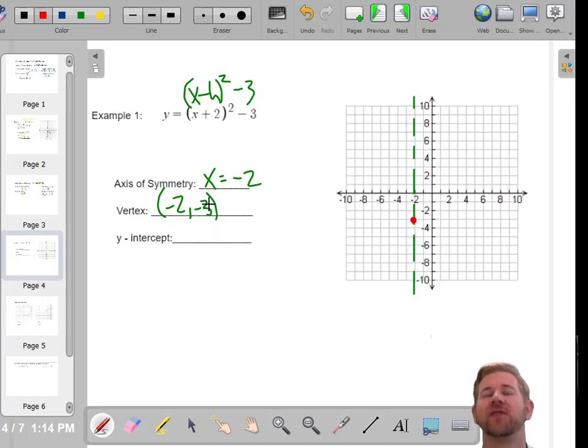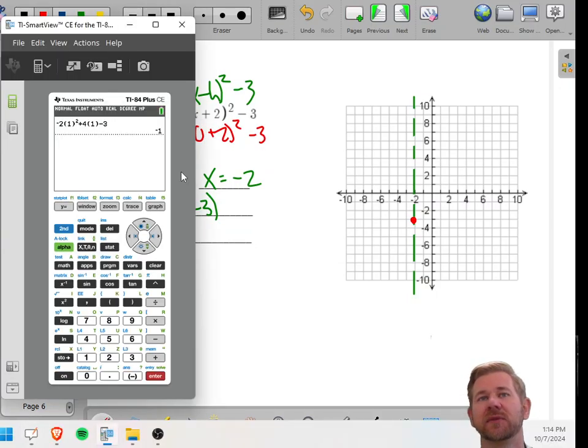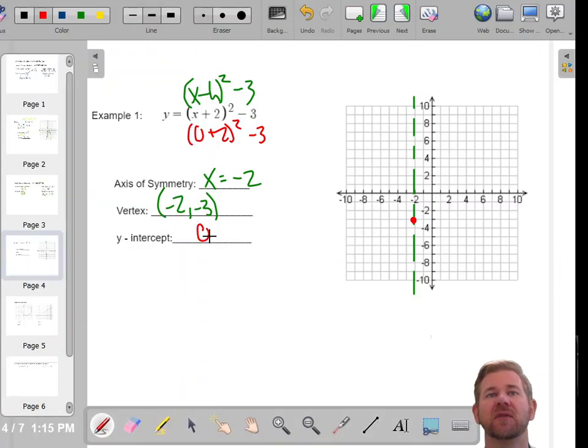And the last thing, to find the y-intercept, you have to plug in 0 for x. Okay? So I'll show you, this is 4 minus 3 is 1. But if you use your calculator, 0 plus 2 squared, 0 plus 2 is 2. 2 squared is 4. Subtract 3, you get 1. So when you plug in 0, you get 1.